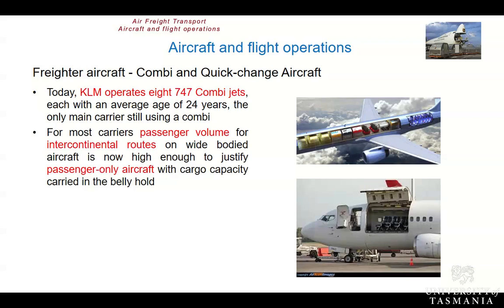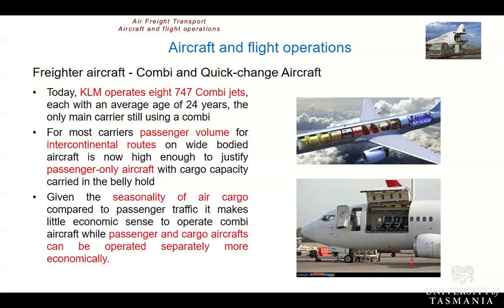And these days, most carriers have significant passenger volume not to need this type of aircraft on intercontinental routes, for example. So typically on continent-to-continent routes, the volumes are enough to either have a passenger aircraft and carry a little bit of payload cargo in the bottom, or have a straight freighter. So the idea of utilising the combi and quick change has really gone out of fashion.